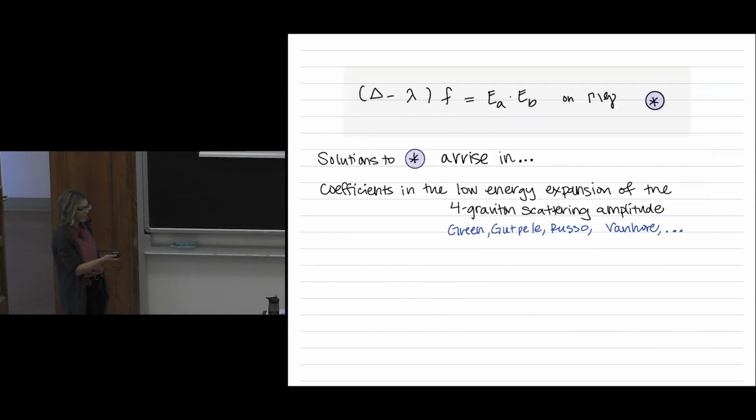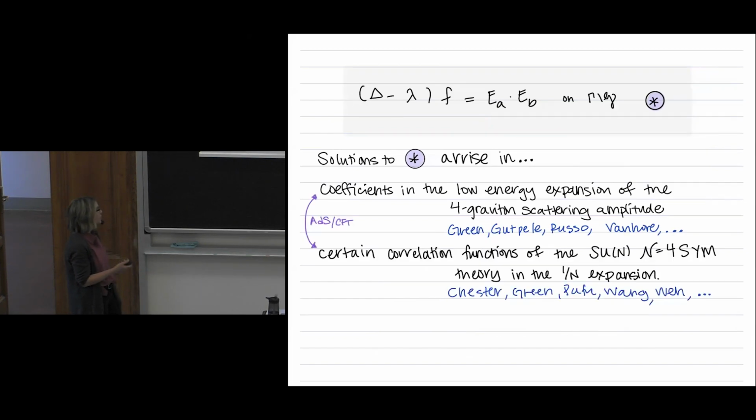Again, as Kong-Kao nicely summarized, one of the reasons we care about solutions to these equations is they show up in the coefficients of a low energy scattering amplitude for gravitons in type IIB string theory. They also show up, as we saw in Kong-Kao's talk, in certain correlation functions in super-Yang-Mills theory in the 1/N expansion. These two things are linked by the AdS/CFT correspondence.